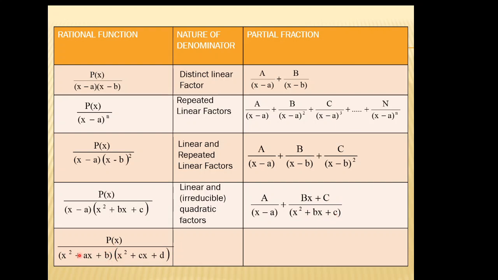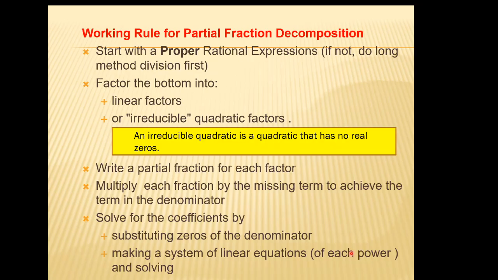The next case is that we have distinct quadratic factors. According to the requirement, for a quadratic term we write Ax plus B upon the first quadratic factor. The next is distinct, so we write Cx plus D upon the second quadratic factor. In such a way, we can get the partial fractions. I hope that with this method of writing partial fractions according to the nature of the factors obtained in the denominator, one can write the partial fractions easily.